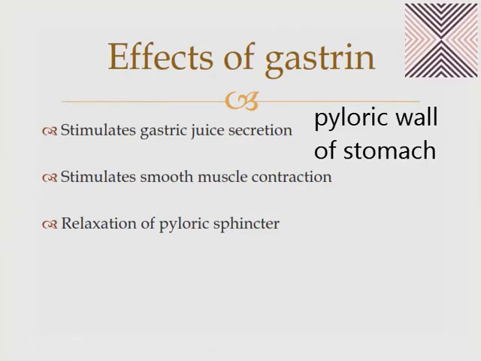Now at the cellular level, the hormone acts on the parietal cells of the gastric glands that are producing the well-known HCl. So gastrin is increasing the amount of HCl which is produced by the stomach. The second thing here is that gastrin is composed of two peptides. First is gastrin 1 and second is gastrin 2. Both are making a positive stimulus for HCl secretion.